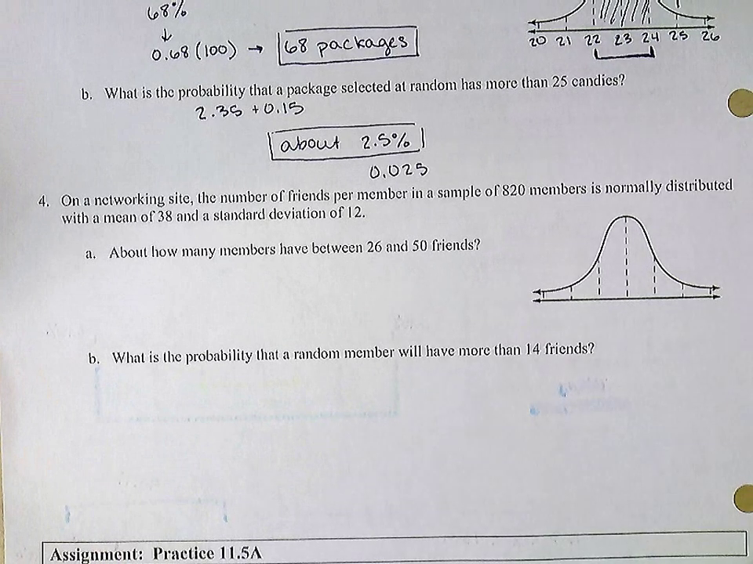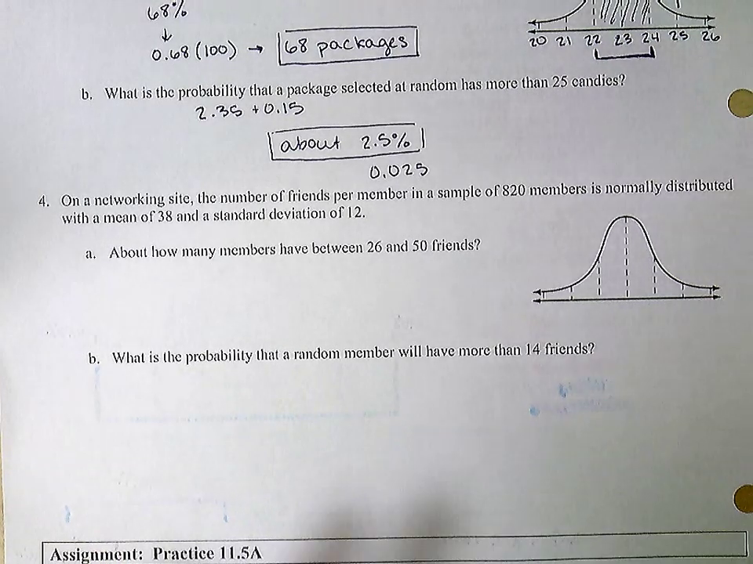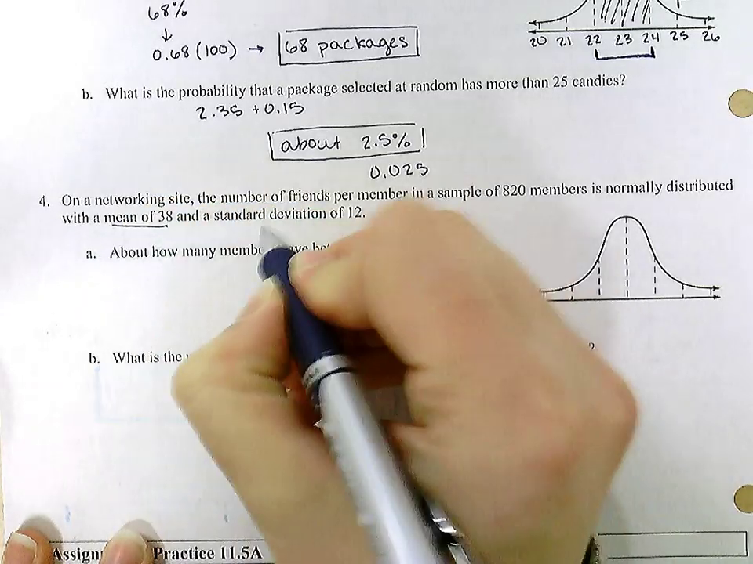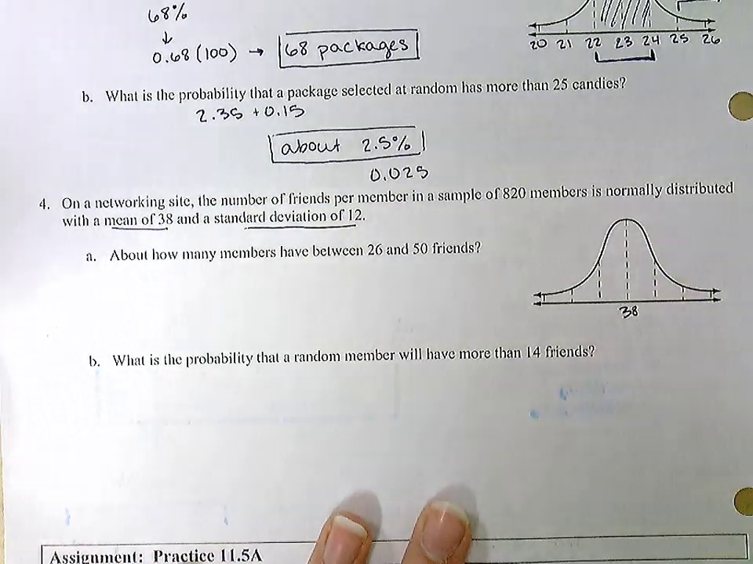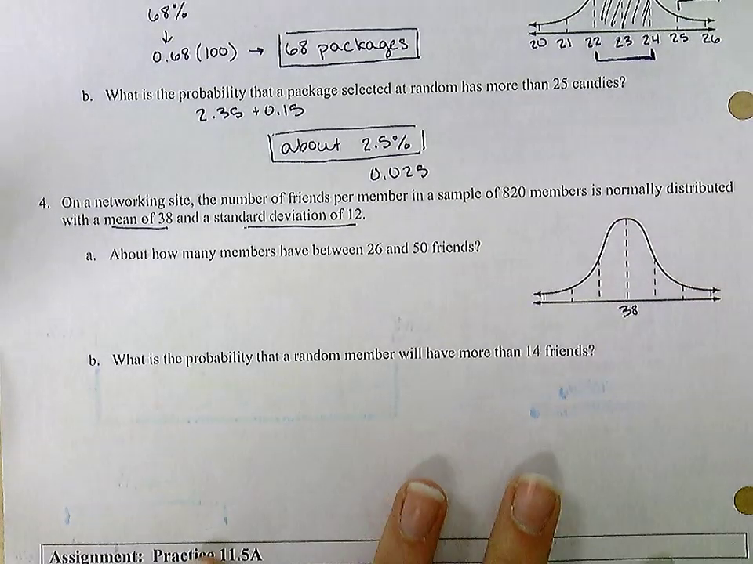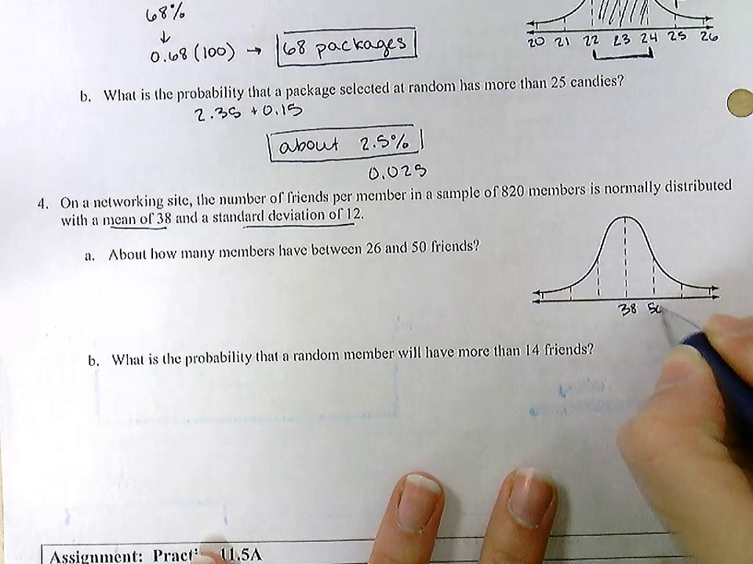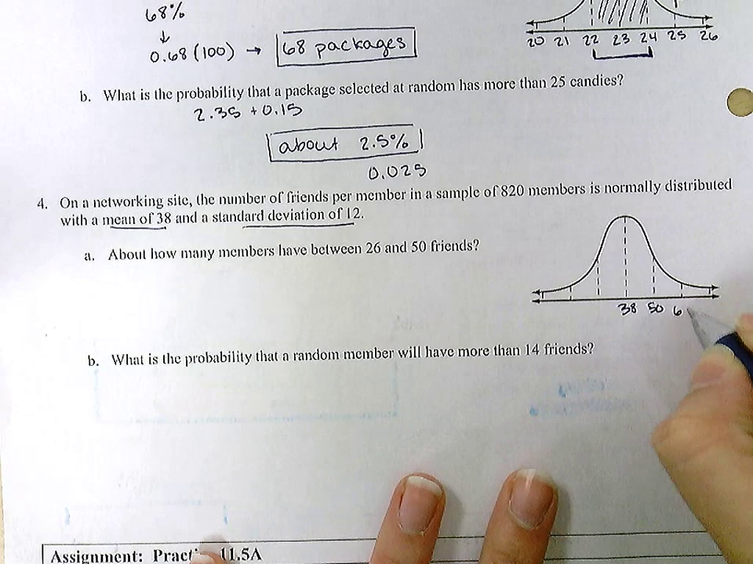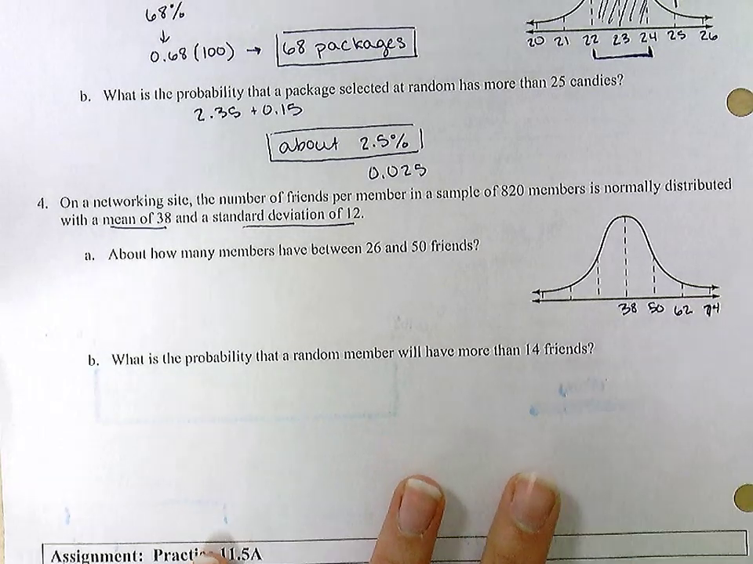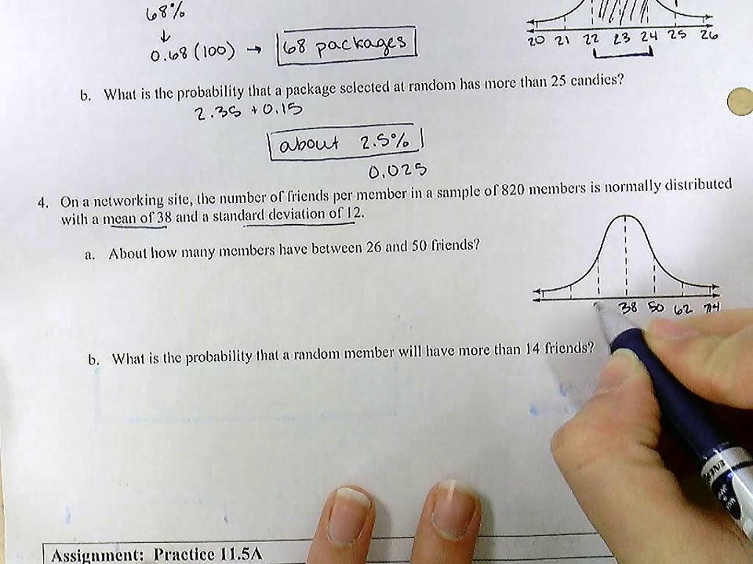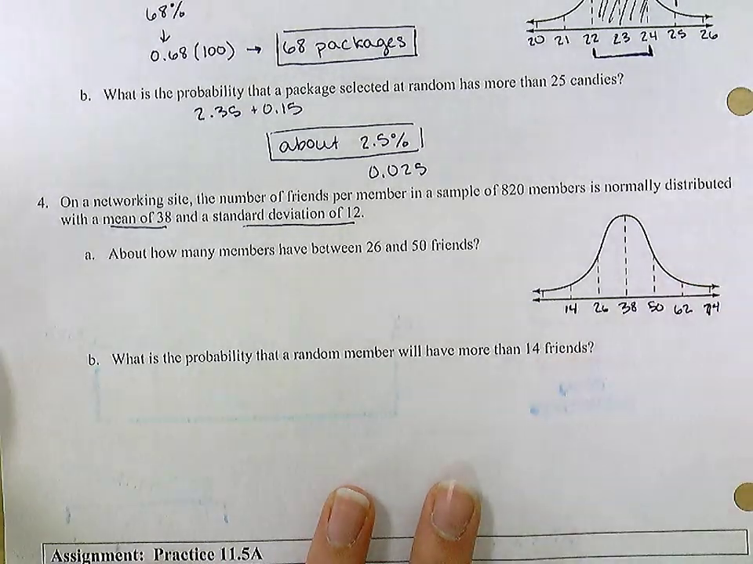Okay, so looking at this problem here, we have a mean of 38, standard deviation of 12. So your middle number should be 38. Add 12 each time. I have 50, 62, and 74. To the left, 26, 14, and 2.